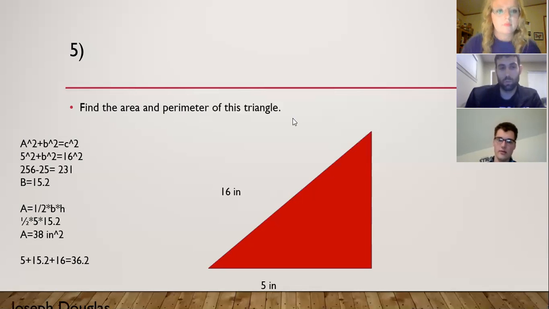Let's see, there we go, 38 inches squared. And then for the perimeter, it's 5 plus 15.2 plus 16, which equals 36.2.